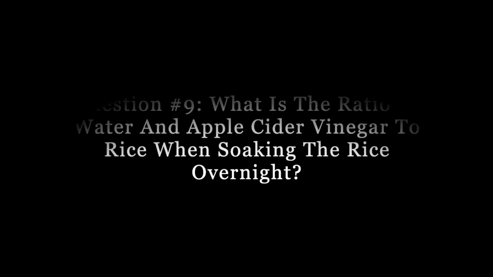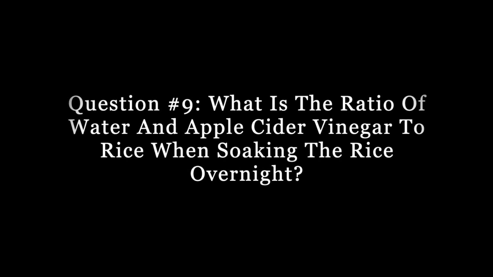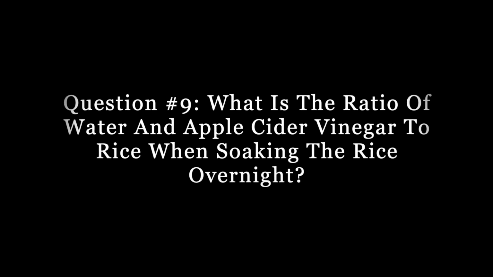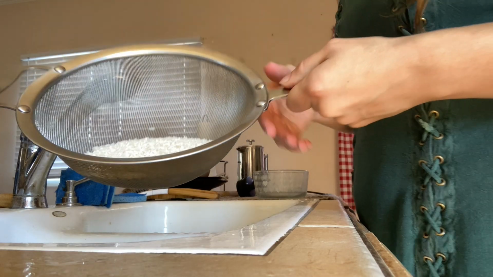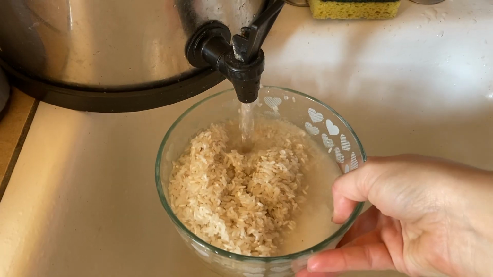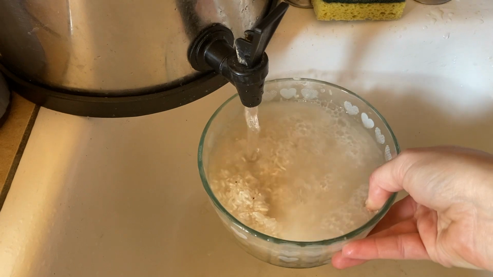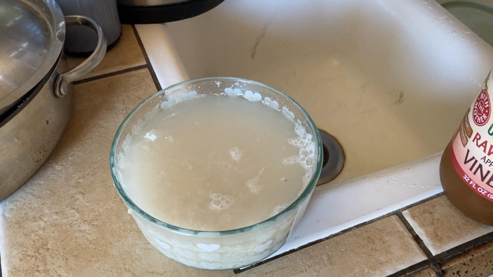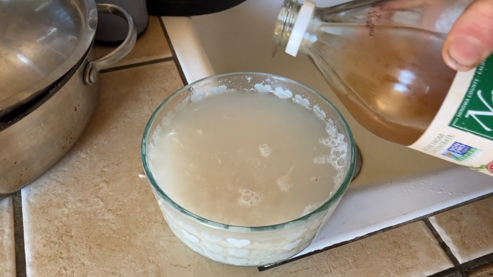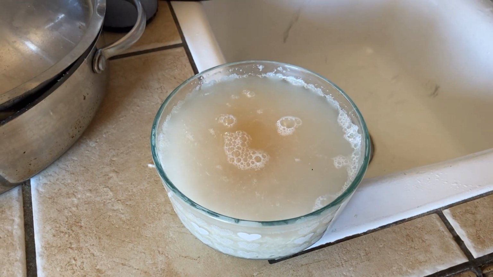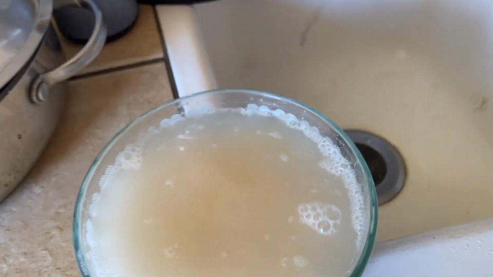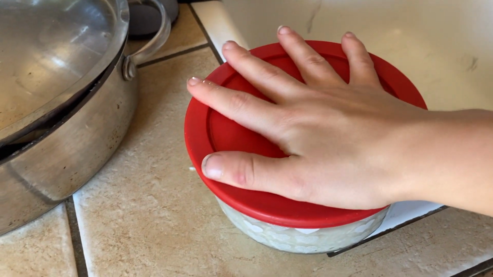Okay, number 9: what is the ratio of water and apple cider vinegar to rice when soaking the rice overnight? So when I soak rice, I do 2 cups of dry rice. I put it in a Tupperware that I have. I cover it with filtered water by at least a centimeter just so it's all fully submerged. And then I add about a tablespoon of apple cider vinegar. Personally, I just eyeball it now, but for recipe testing's sake, I have measured it several times to make sure that is a good amount. So don't overthink it. You don't want a ton of apple cider vinegar, but yeah, those are my recommendations.